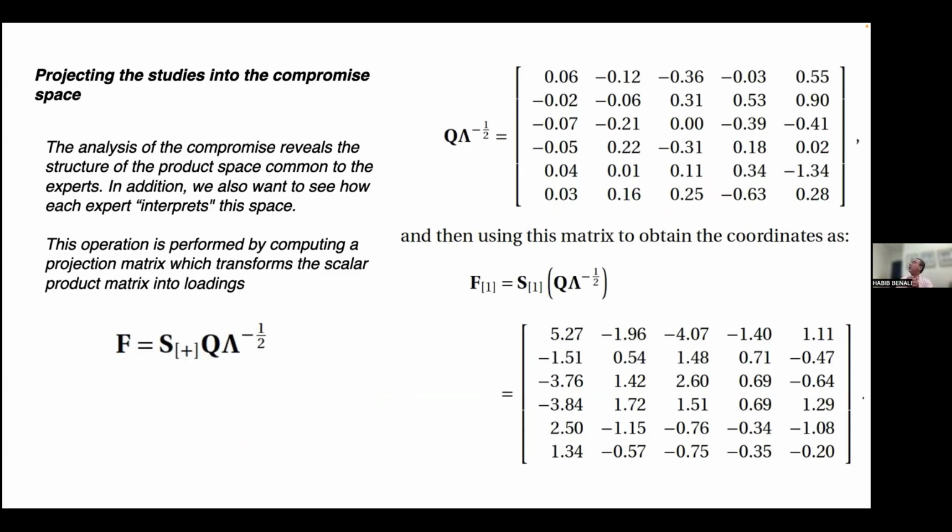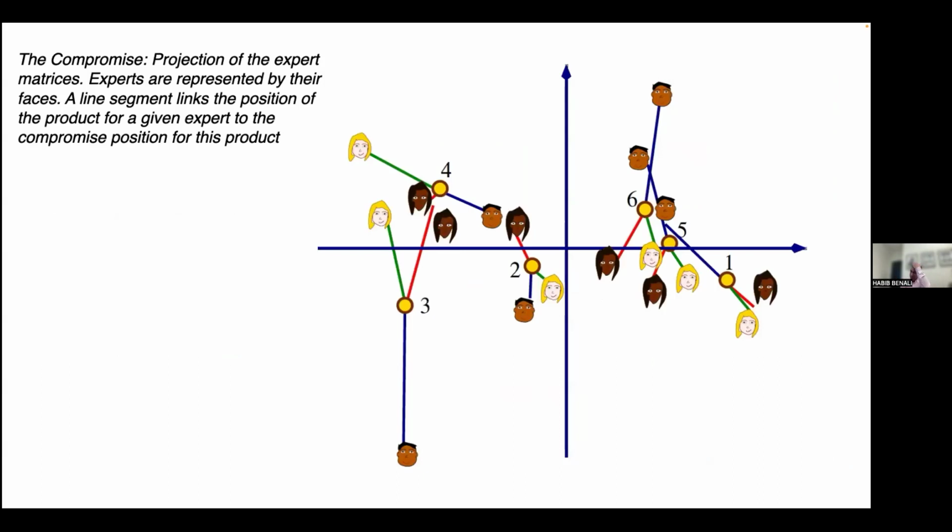projecting all the study within this compromise. What does it mean? I would like to see methods and individuals, product and expert, methods and sources within the same subspace. And within the same subspace, what are the individuals here? Product 1 comes with product 5 and product 6 on one side, and you have product 2, 3, 4 on another side.